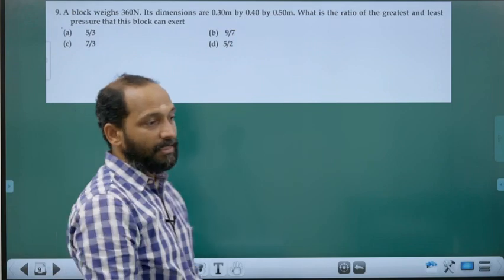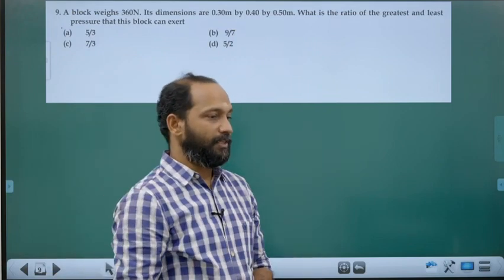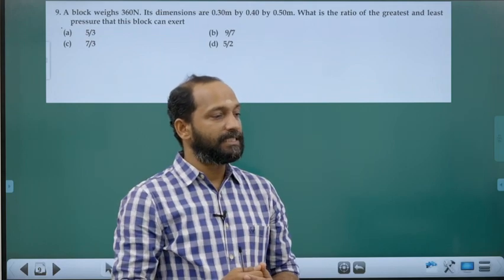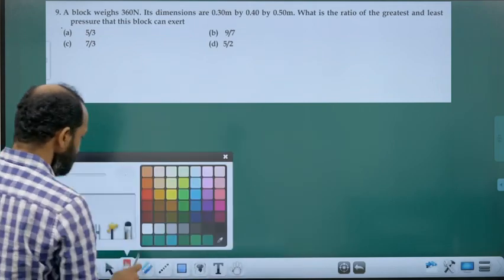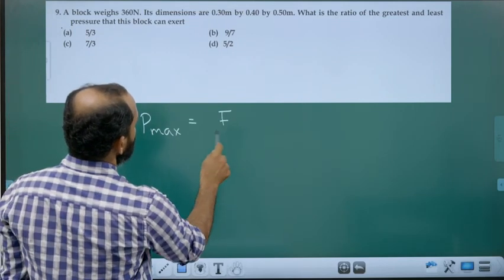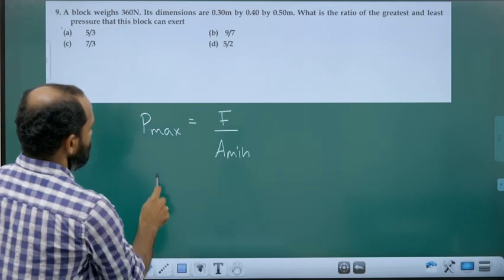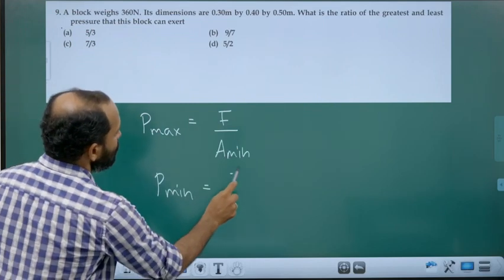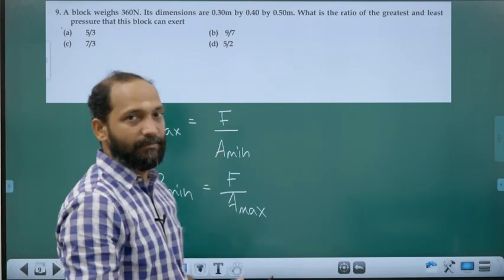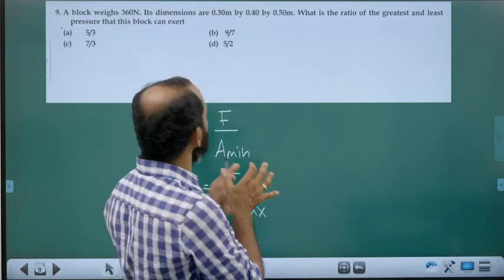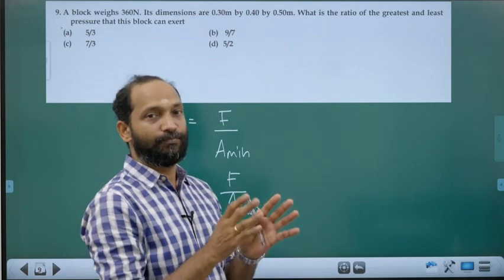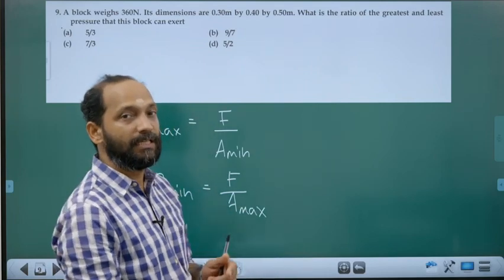Ninth one, a block weighs 360 Newton. Its dimensions are given as 0.3 by 0.4 by 0.5. Find the ratio of greatest and least pressure. P max is equal to F by A min. Similarly, P min is equal to F by A max, because F is the same. In whatsoever fashion the block has been kept over a surface, the force remains the same. Weight does not change if it comes in contact with greater area or lesser area.